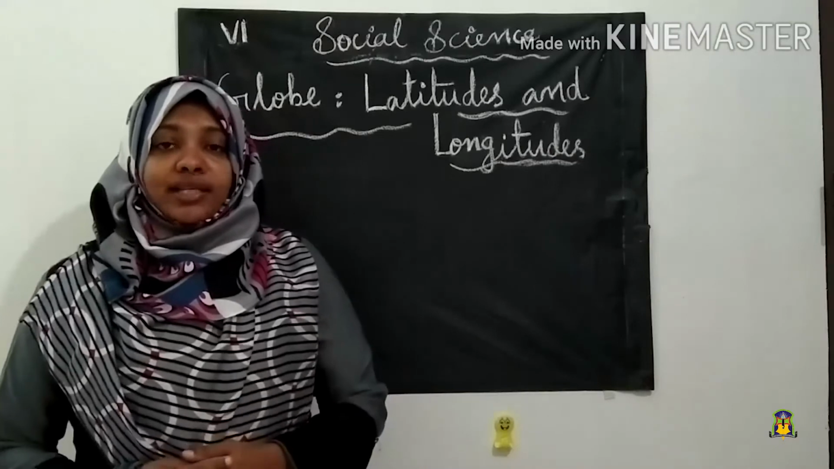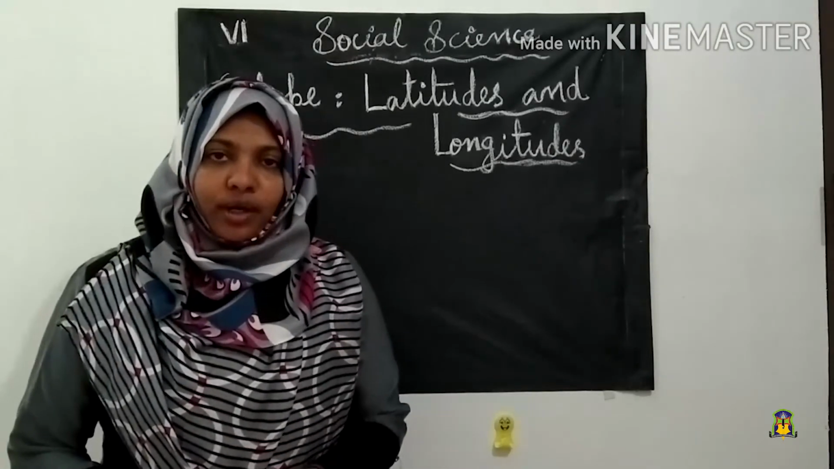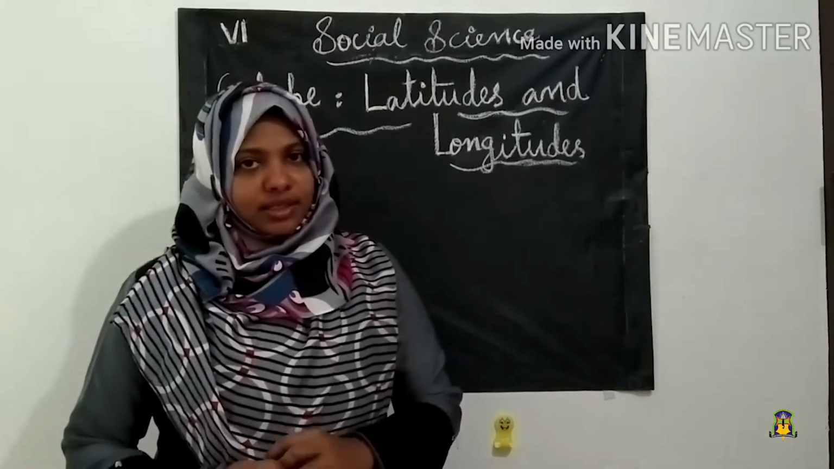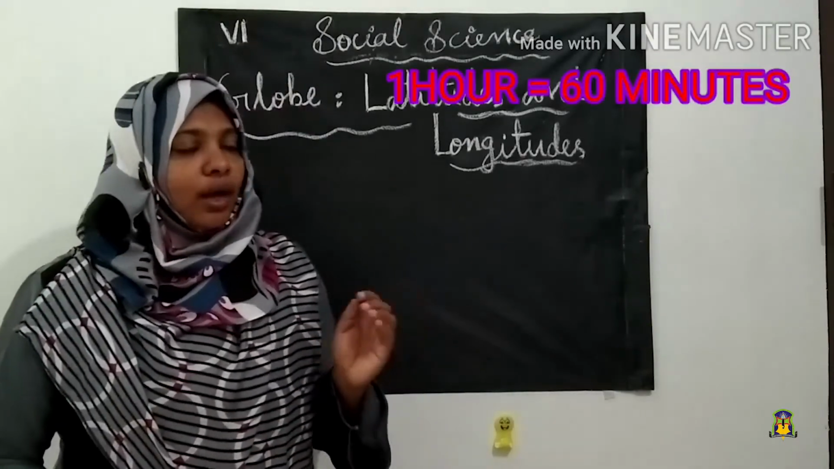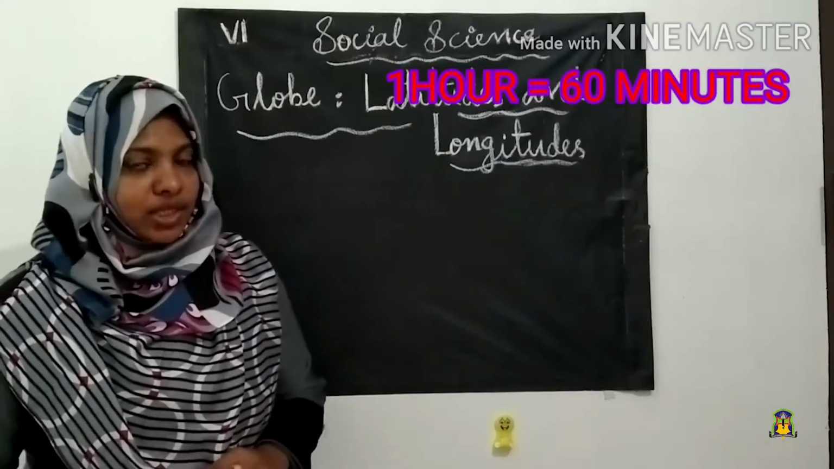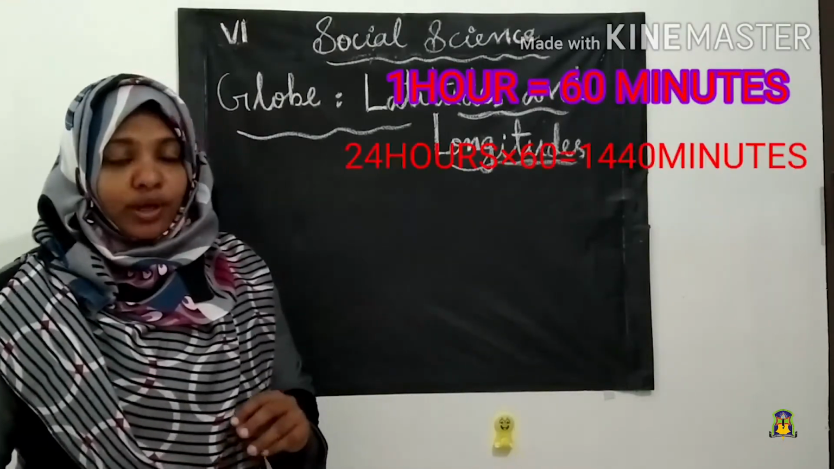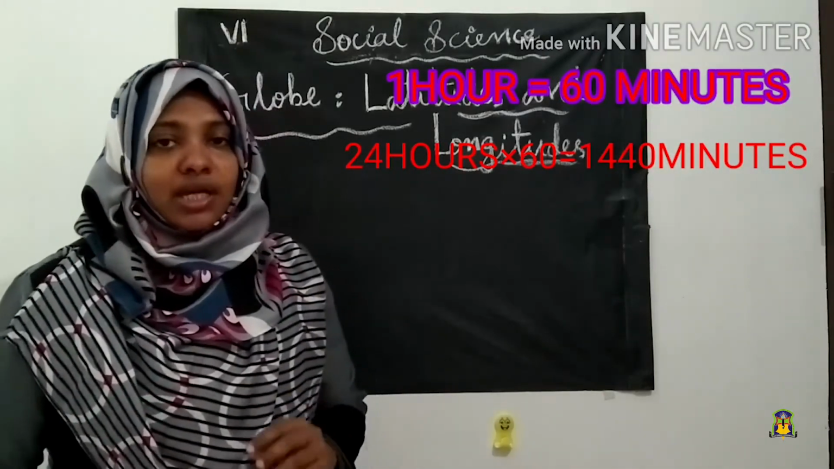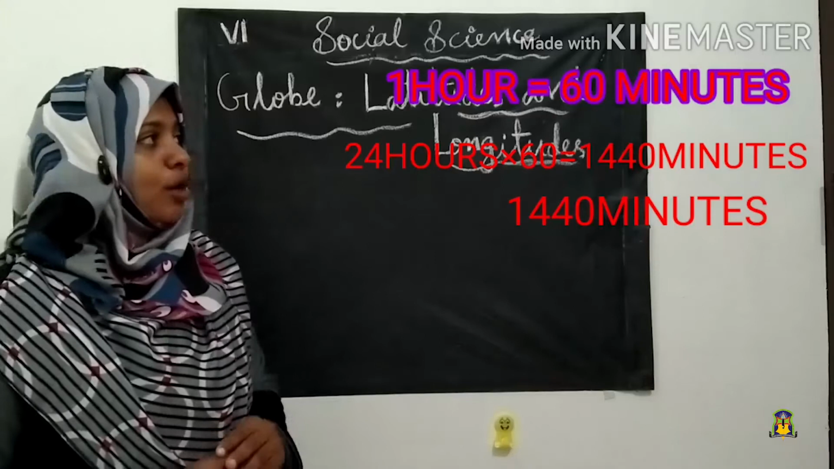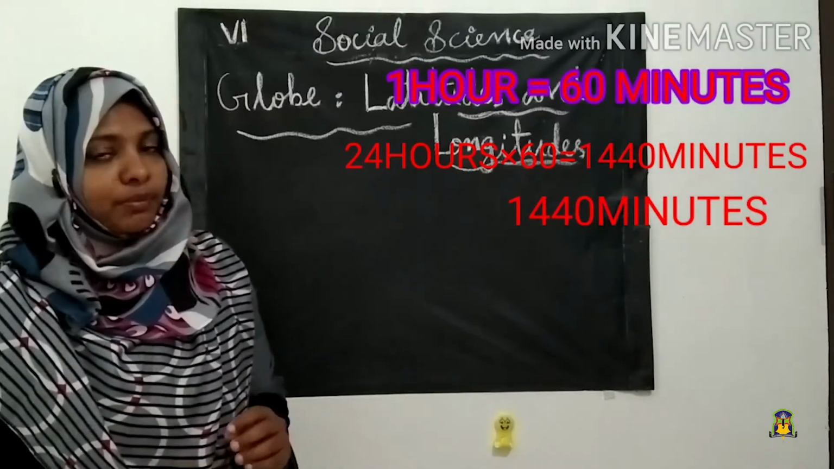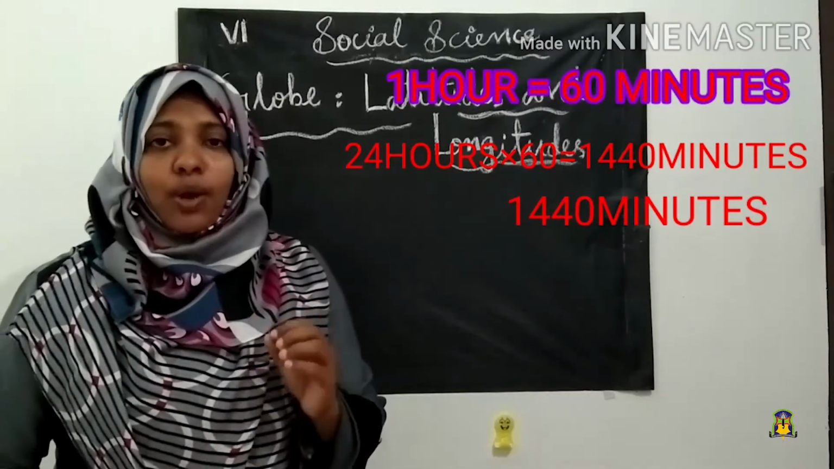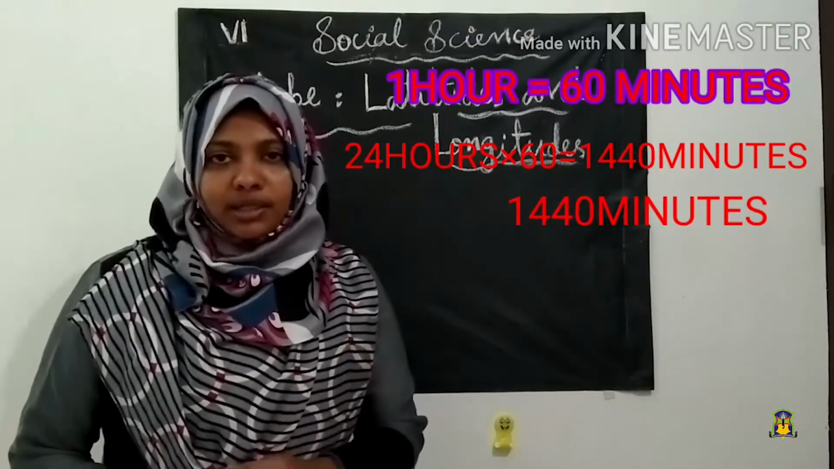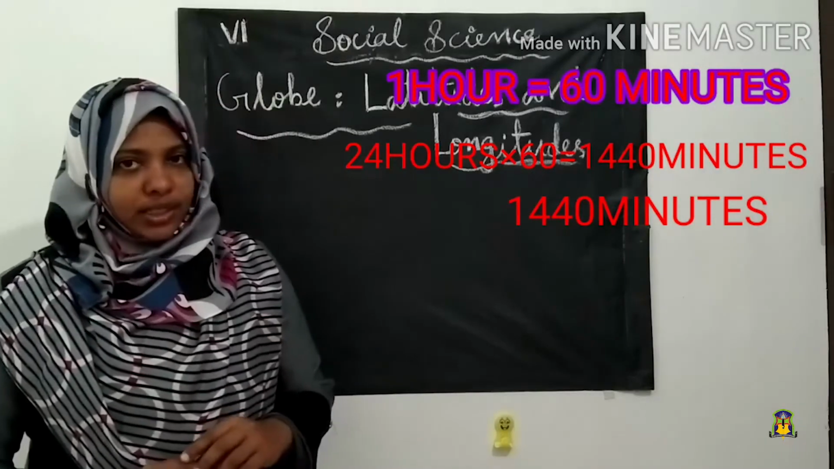You all know that the earth takes 24 hours to complete one rotation or one circle. So 1 hour is equal to 60 minutes, and 24 hours is equal to 60 into 24, that means 1440 minutes. That means the earth takes 1440 minutes to complete one circle or one rotation.